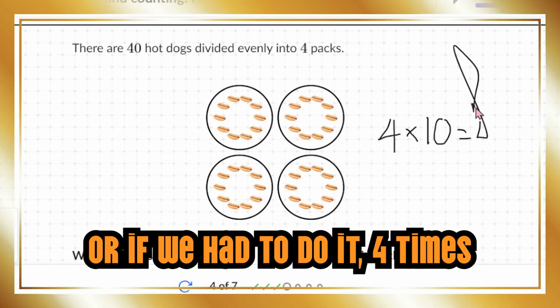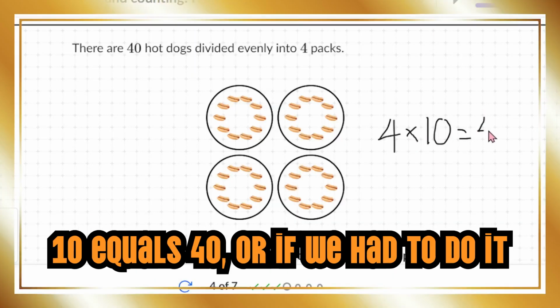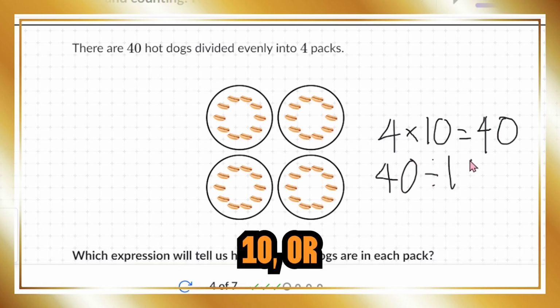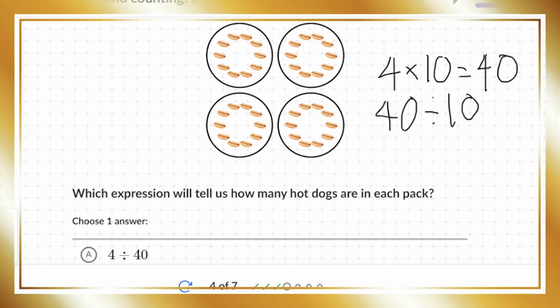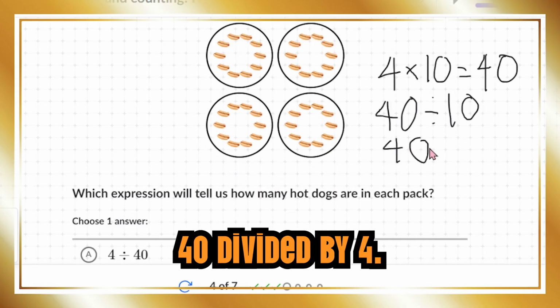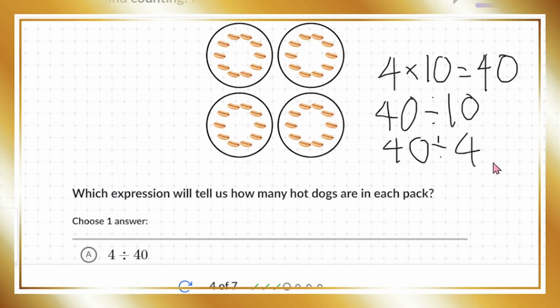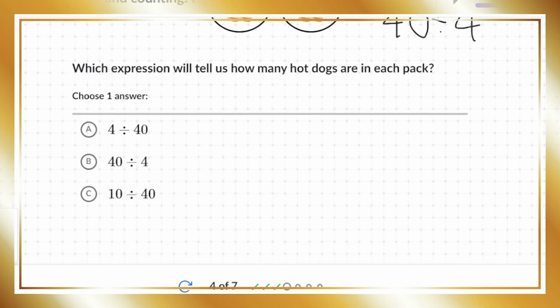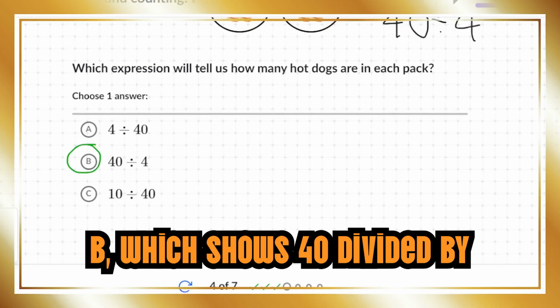Or if we had to do it in division, it would be 40 divided by 10, or 40 divided by 4. So the one that shows this is B, which shows 40 divided by 4.